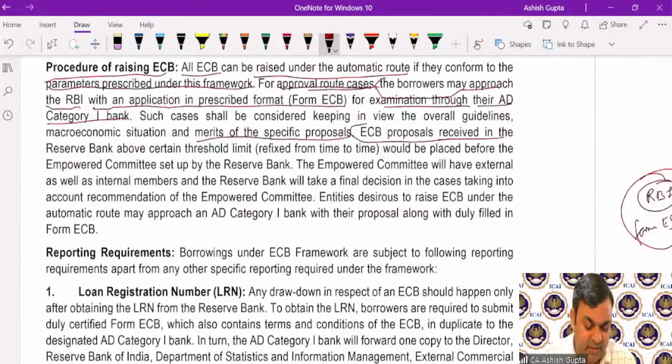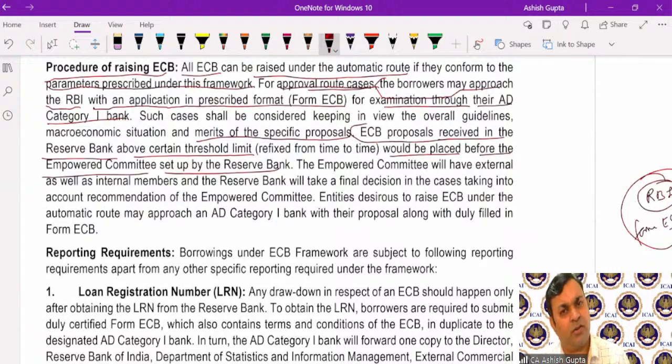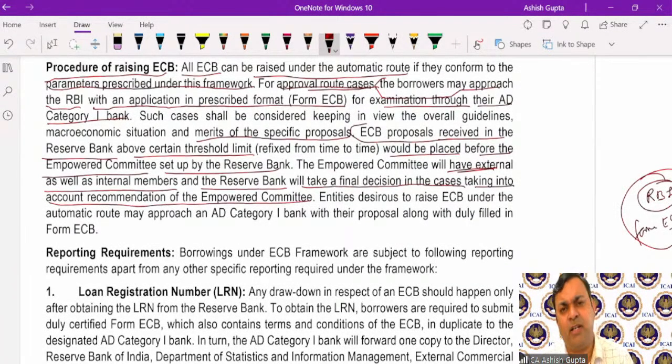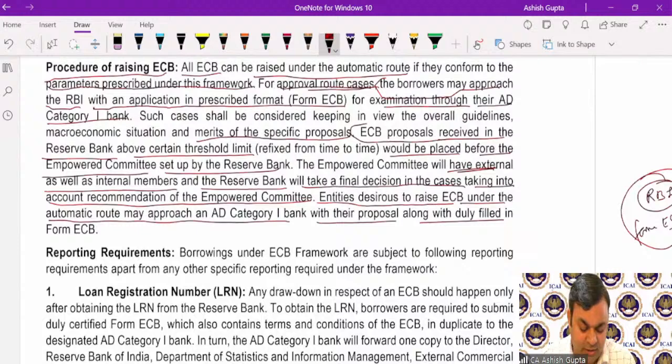ECB proposals received in the Reserve Bank above a certain threshold limit, refixed from time to time by the RBI, would be placed before the empowered committee set up by the RBI. Okay. The empowered committee, EC, will have external as well as internal members, and the Reserve Bank will take a final decision in a case taking into account the recommendations of the Empowered Committee. Entities desirous of raising ECB under the automatic route can approach an authorized dealer category 1 bank with their proposal along with the duly filled in Form ECB, right? So this is the procedure part.